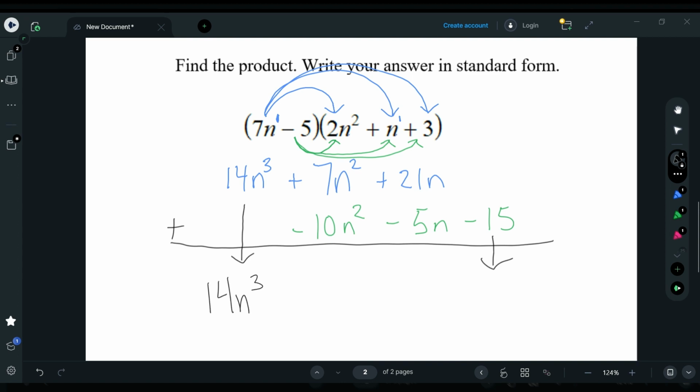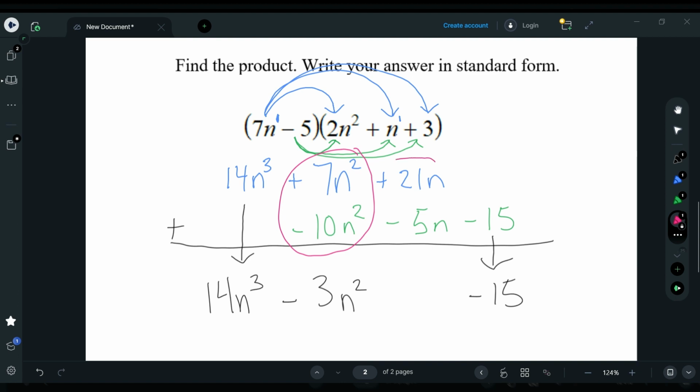14n cubed minus 15. Now, here we have to combine like terms. And remember, when we combine like terms, the variable and the exponent don't change. So this is going to remain an n squared. All we're going to do now is add the coefficients. So 7 plus negative 10 is negative 3. So this term is going to be minus 3n squared.